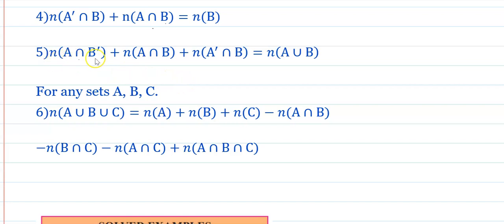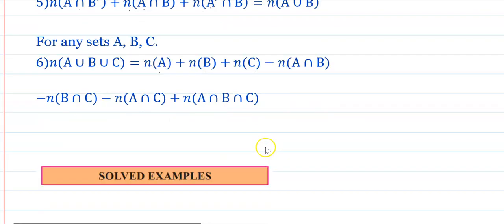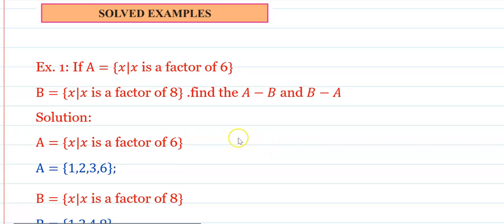N of A intersection B complement plus N of A intersection B plus N of A complement intersection B, that's nothing but N of A union B. Next is also important, for three sets. N of A union B union C is equal to N of A plus N of B plus N of C minus N of A intersection B minus N of B intersection C minus N of A intersection C plus N of A intersection B intersection C, like this. Now the solved examples.